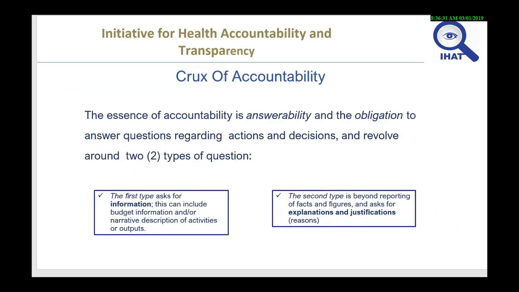Now, what is the crux of accountability? The essence of accountability is answerability and the obligation to answer questions regarding actions and decisions. And it's centered around two types of questions. The first question has to do with information. Actors will ask for information, and this can include budget information or narrative description of activities that has been undertaken or their outputs. The second question is often on explanations and justifications or reasons for actions or inactions.